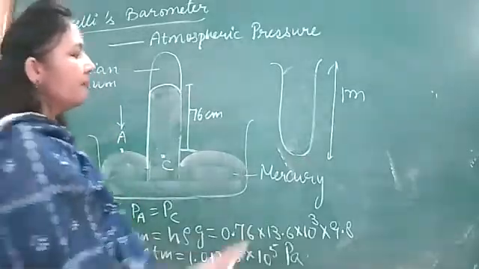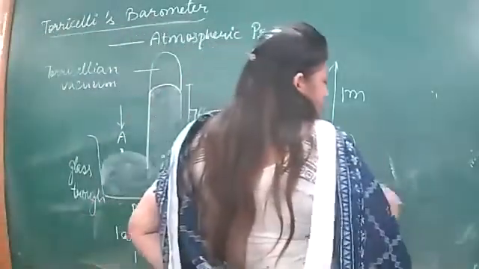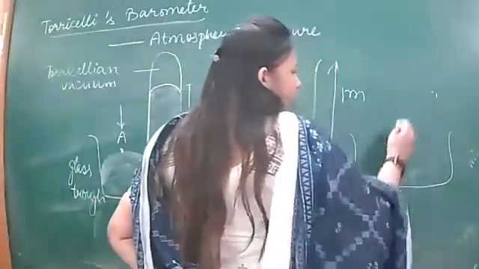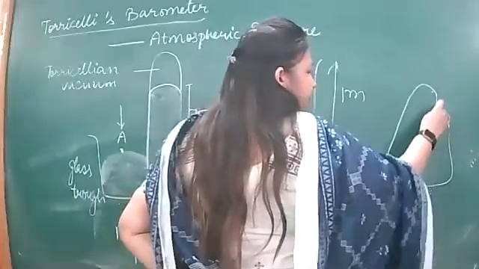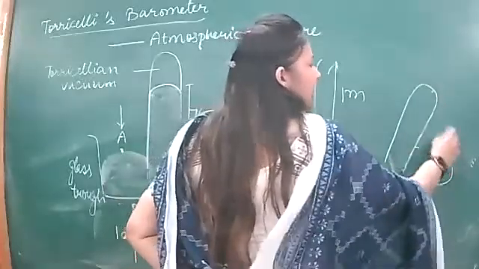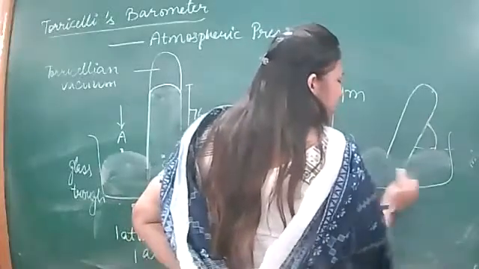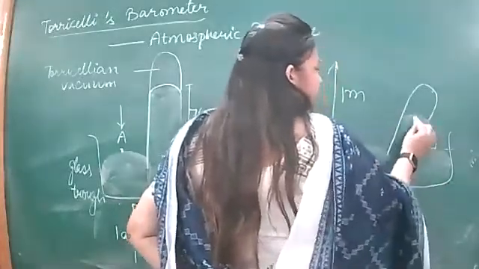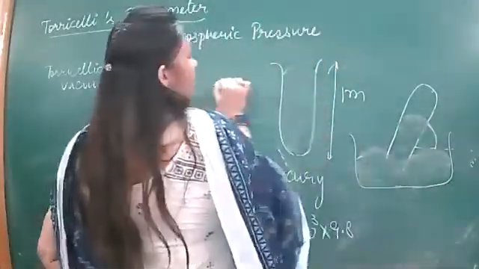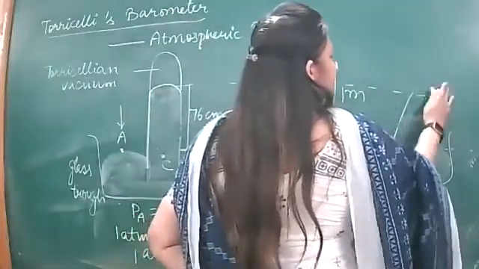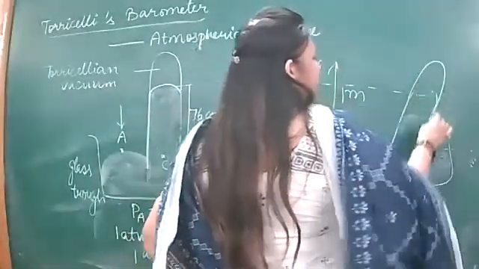Now what did he do? Suppose now he tilted the test tube through a certain angle, even then the height of mercury remained 76 centimeters.